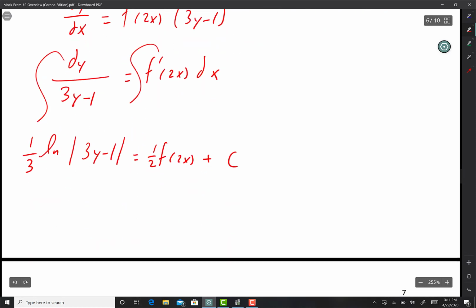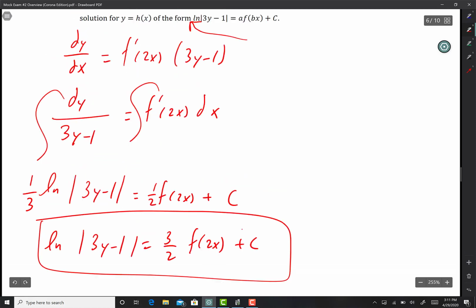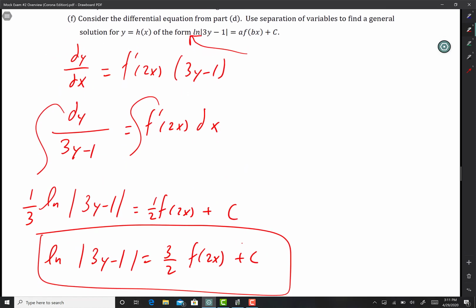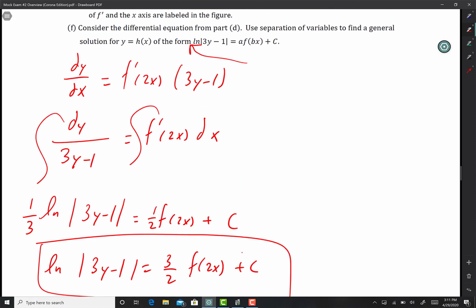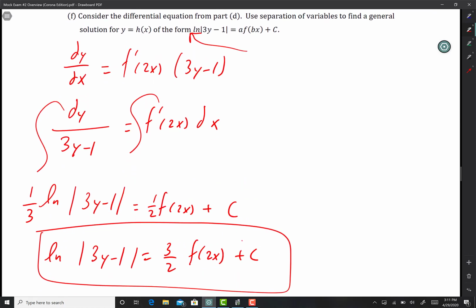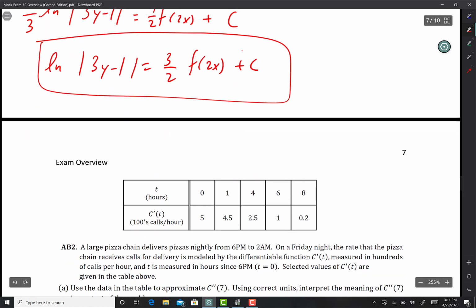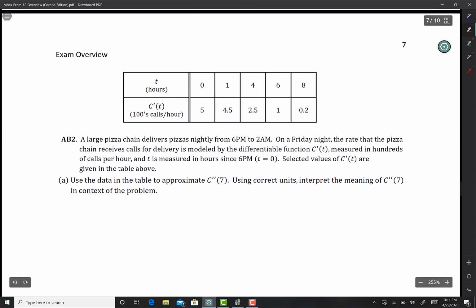I'm going to multiply everything by 3. So ln of 3y minus 1 equals 3 halves f of 2x plus c. And there it is. Your a value is 3 halves. Your b is 2. And there, that's it. Alright guys, so it didn't look like we used our calculator much on that one.